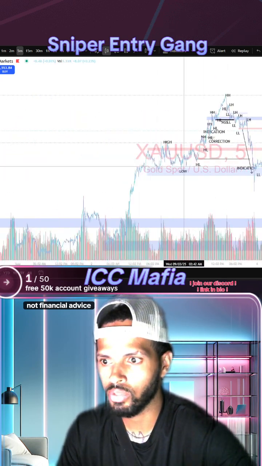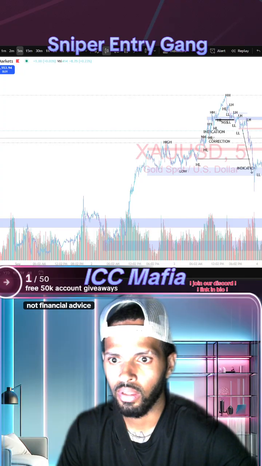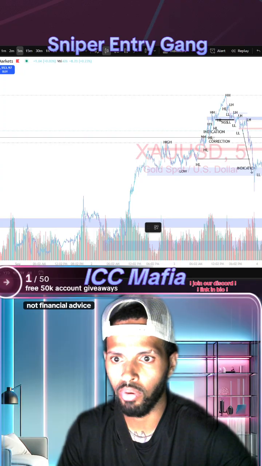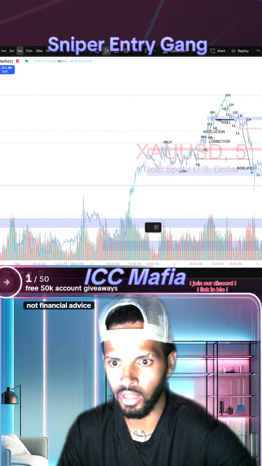Again, I want price to go below this low. I want price to break this support level right here, and then I want price to come down, start to be bearish, create a lower low from these lows here, retest, and go lower.